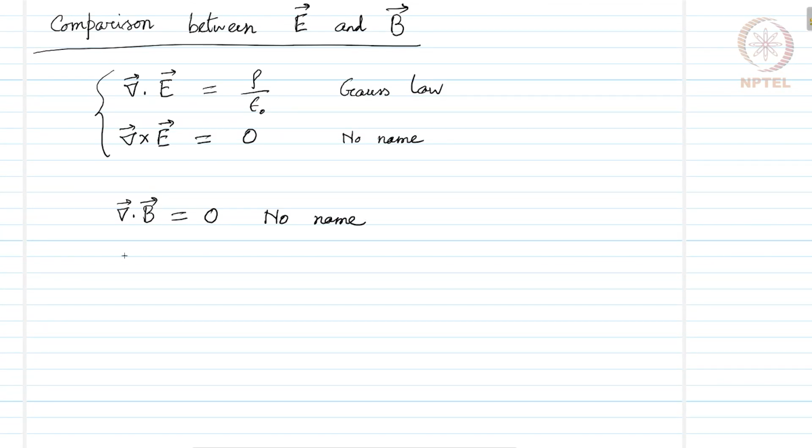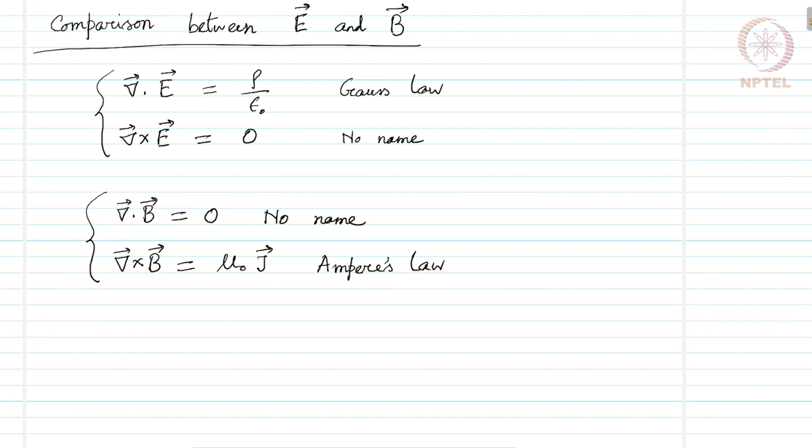And the curl of the magnetic field is non-zero, it is mu naught times the volume current density. And this law is known as the Ampere's law. So, in terms of the divergence and the curl, electric field and magnetic field behave oppositely to each other.